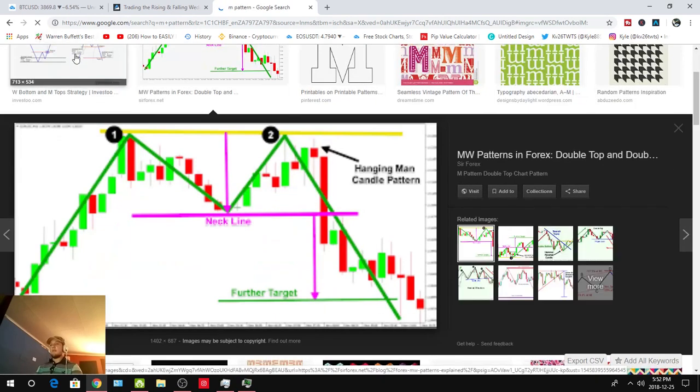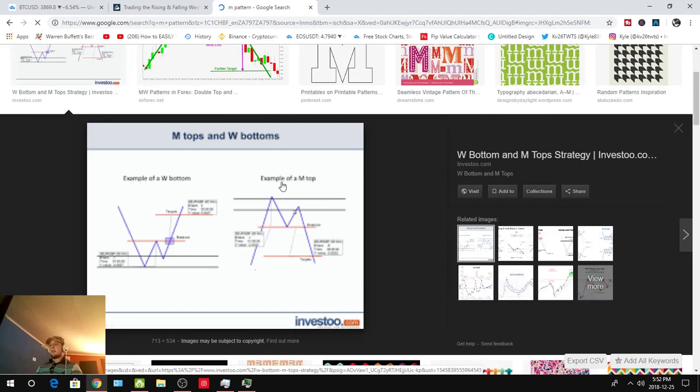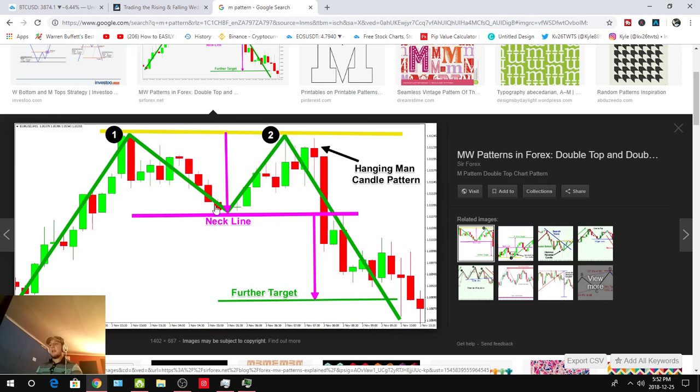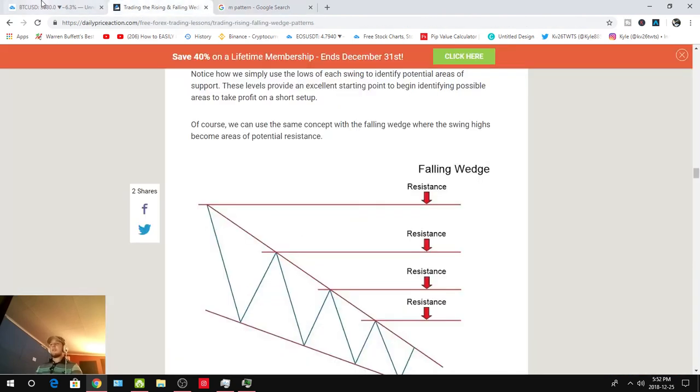I mean, that one's a beautiful one. That one's a more perfect one. That's an M top, correct? That means once we see an M top happening, we take the distance of the neckline to the top, then we predict where we must take our TP, correct?